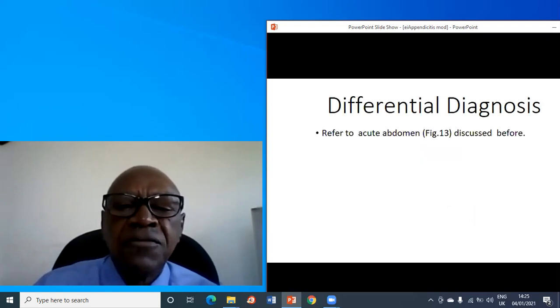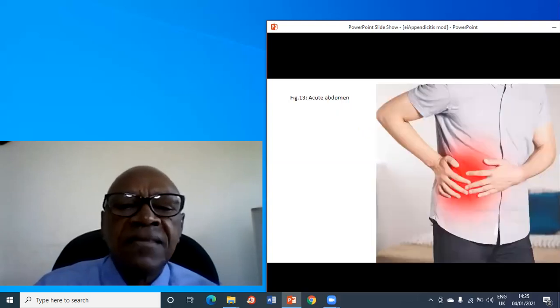Differential diagnosis. Refer to acute abdomen as discussed before. Slide 13 shows an acute abdomen.